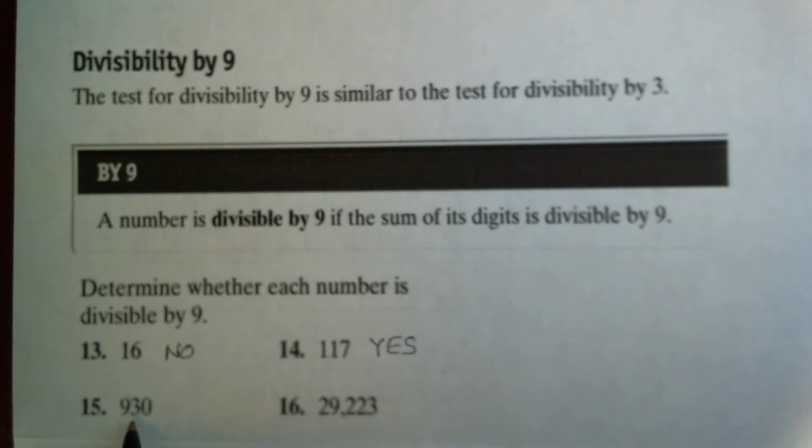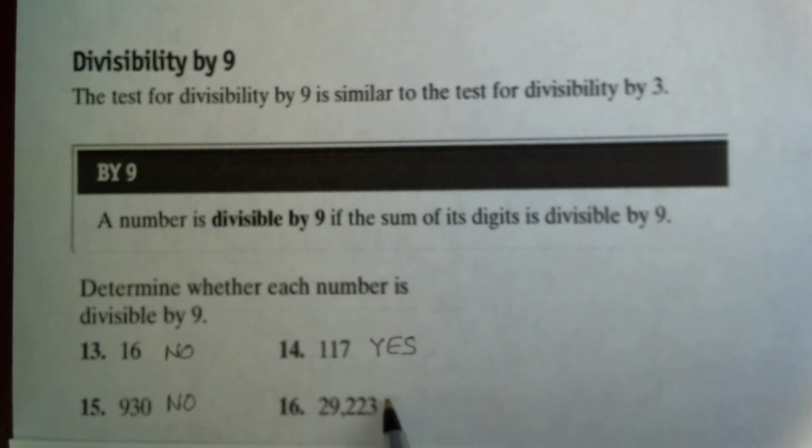Number 15, the number is 930. When you take the sum of the digits, 9 plus 3 is 12, plus 0 is 12, and we know 12 is not divisible by 9, so 930 is not divisible by 9. And for number 16, we take the sum of the digits, 2 plus 9 is 11, plus 2 is 13, plus 2 is 15, plus 3 is 18. So the sum of the digits is equal to 18.